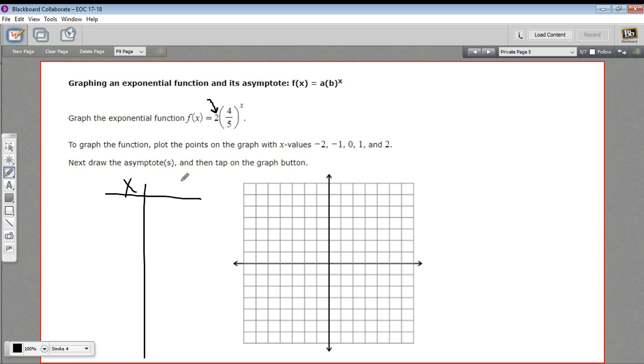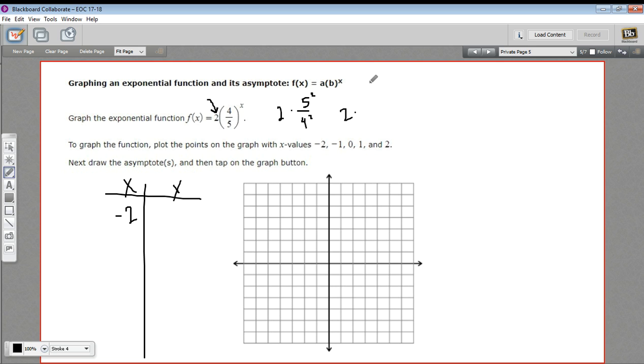So we've got our x and our y, and the only thing we have to remember is after we raise this 4/5 to whatever number power we're putting in here, we've got to multiply everything by 2. So let's start with -2. So the negative is going to flip this fraction upside down, so we're going to have 5/4, and then the 2 is going to square everything, and then we need to multiply that by 2.